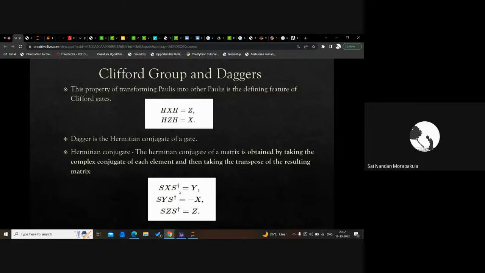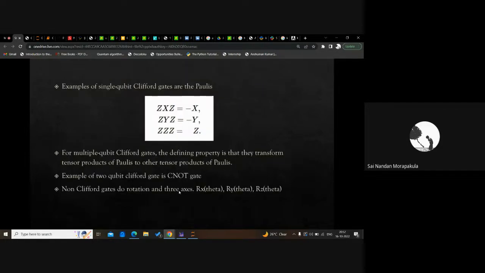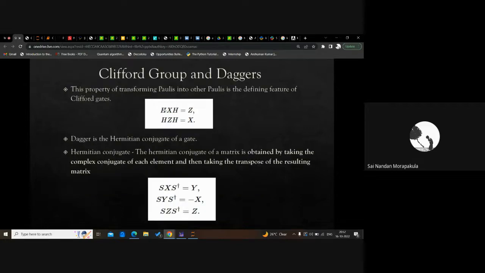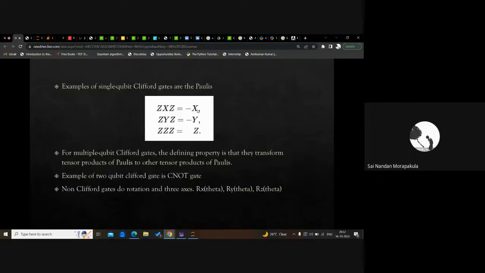So remembering all of these is very important, because you will lose marks in the exam if you don't remember them. Examples of single qubit Clifford gates: here we used H, X, and H to get Z. Now if you use Z, X, and Z, you will end up with minus X. There are many examples like this, like ZXZ and HZH. All of these we need to remember if you want to crack the exam. There is no other way. So these are all single qubit Clifford gates.